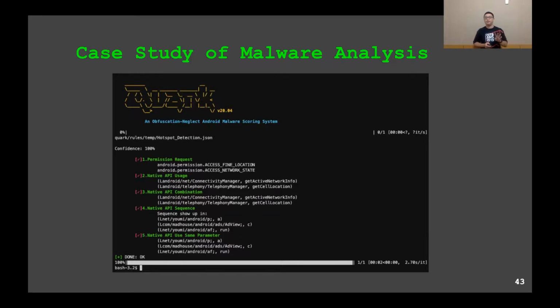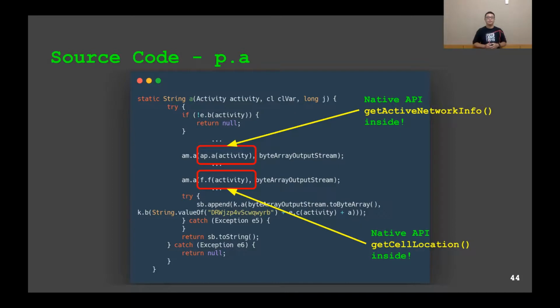And in stage 4, these two functions are also called in the right sequence in functions like p.a, atview.c, and af.run. So, according to this report, we can say that the malware has the behavior of Wi-Fi hotspot detection in three parts of the source code. We can pick any part for further analysis. So we just pick function p.a. Now let's see the source code. Let's locate the function p.a.